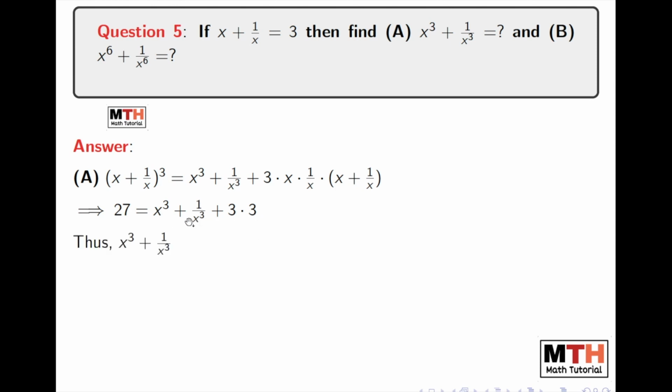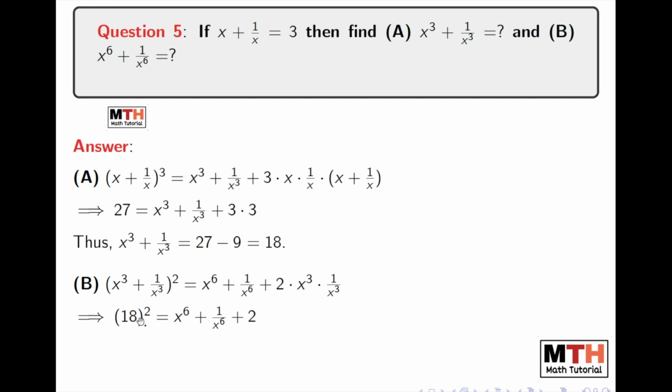Thus x cube plus 1 by x cube equals 27 minus 9 equals 18. Now part B. We are squaring this. So (x cube plus 1 by x cube) whole square equals x power 6 plus 1 by x power 6 plus 2 times x cube times 1 by x cube. And the value of this is 18.